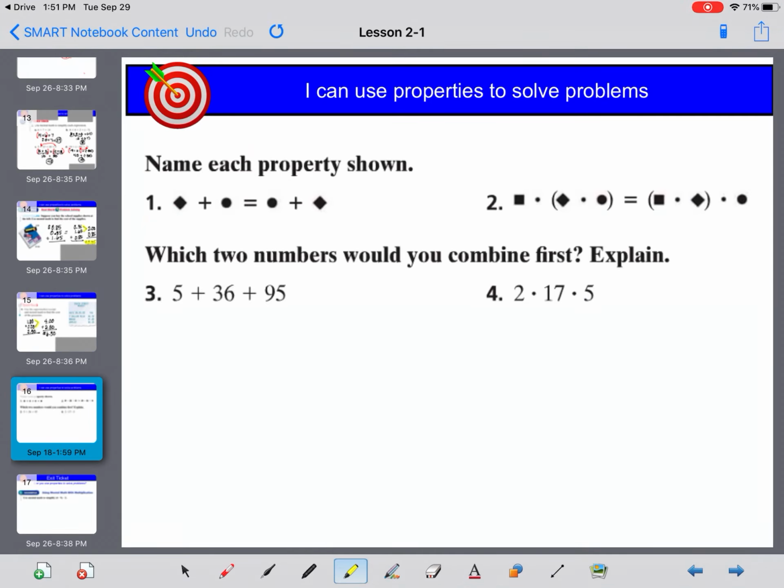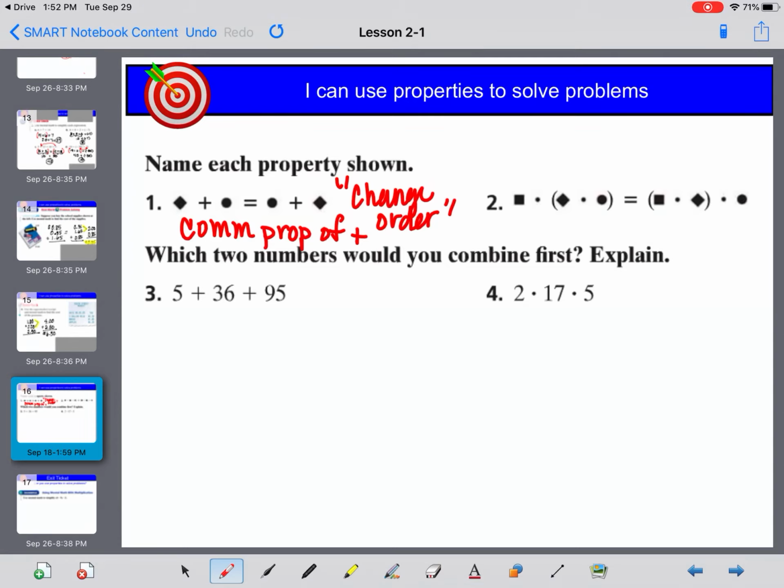Now, name the property shown. Look at this. Instead of using numbers, they're using symbols. So if I have a diamond plus a dot, and it equals a dot plus a diamond, all I did was switch the order around. Which property means change order? So I noticed it changed the order. Which property changes the order? Commutative property of addition.